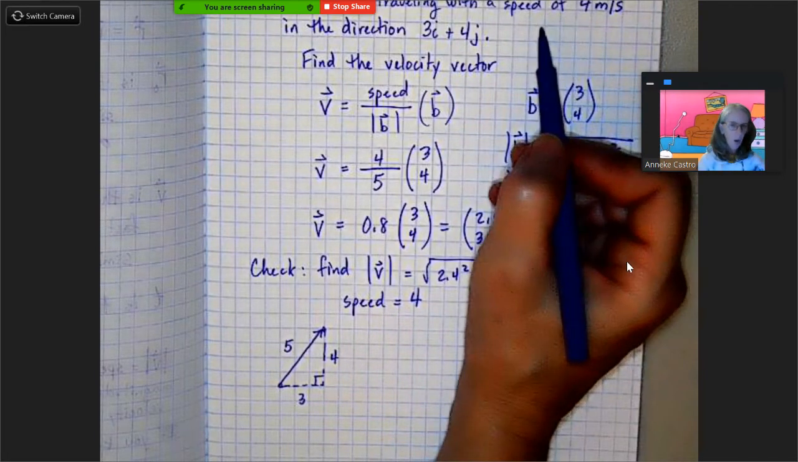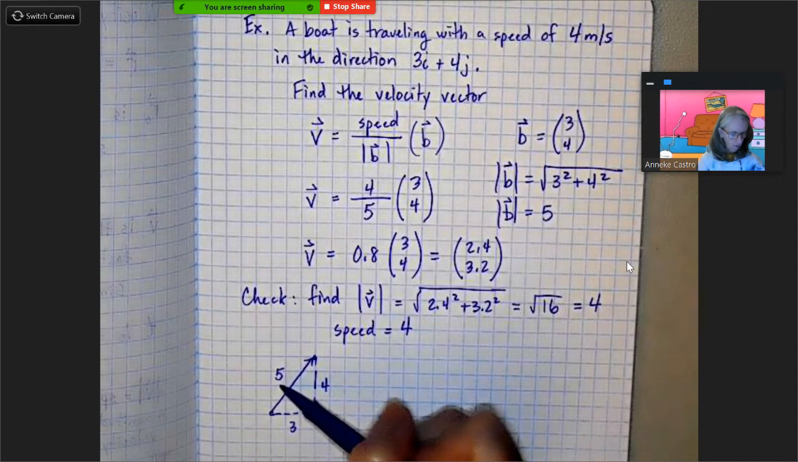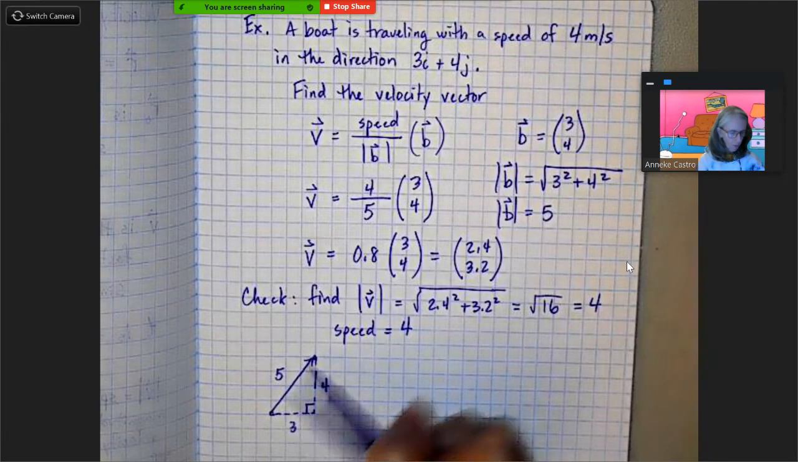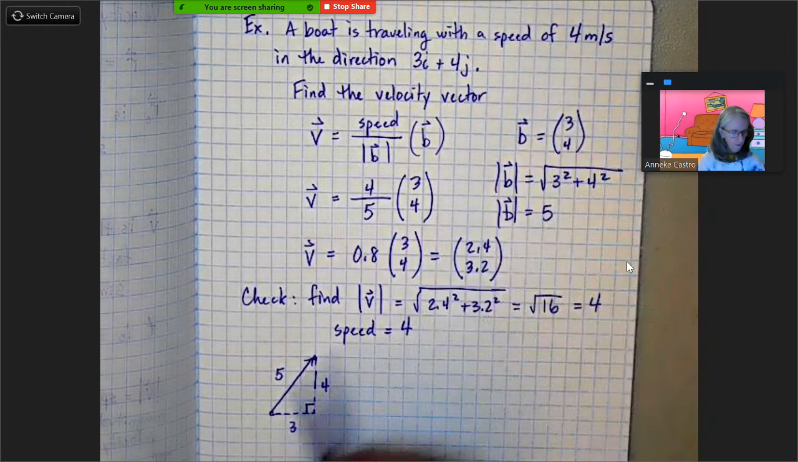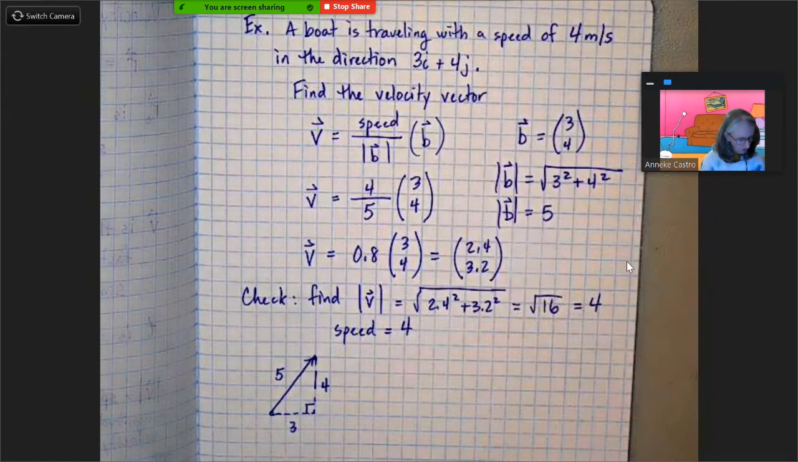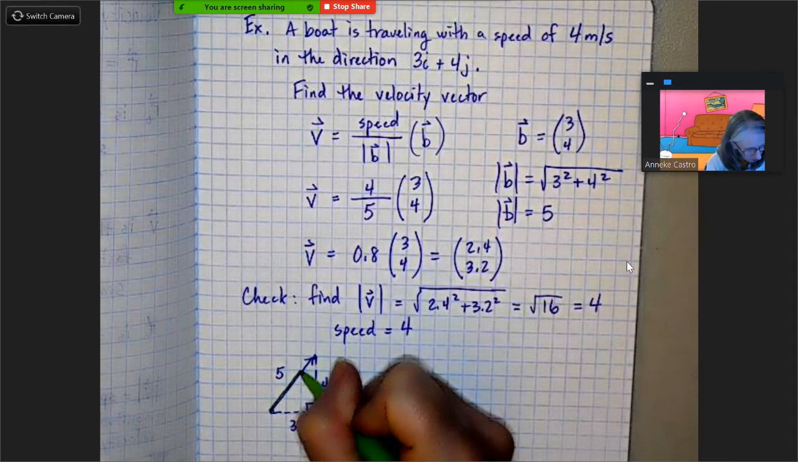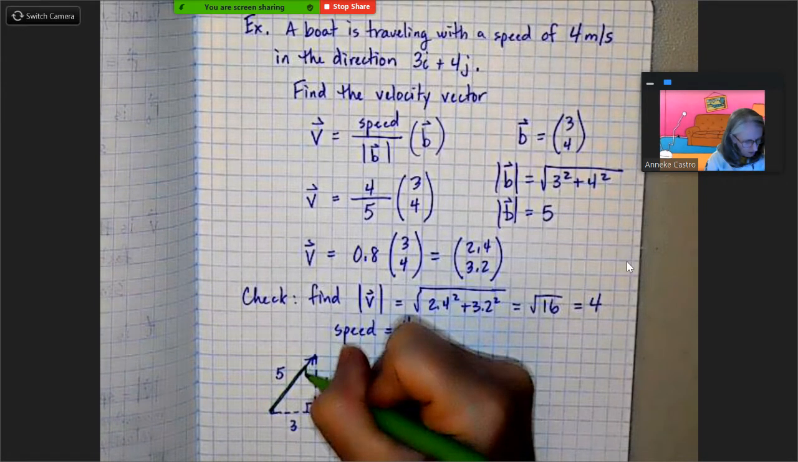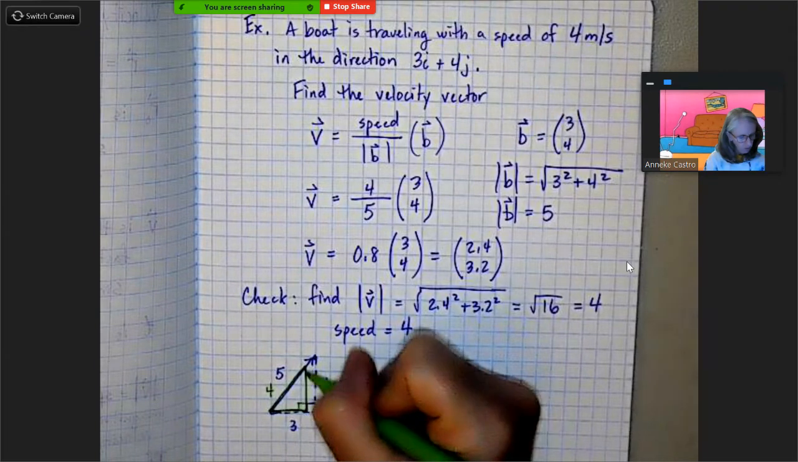But I said my boat has a speed of 4. So I want the magnitude here to be equal to 4, not 5. I don't want this whole magnitude, I want less than this. So what part of it do I want? I want 4/5 of it. If I take another color, think of it this way: right now it's 5 units long, and I want it to be just 4 units long. So I want to know what the x component and the y component are, because I want it to have a magnitude of 4.